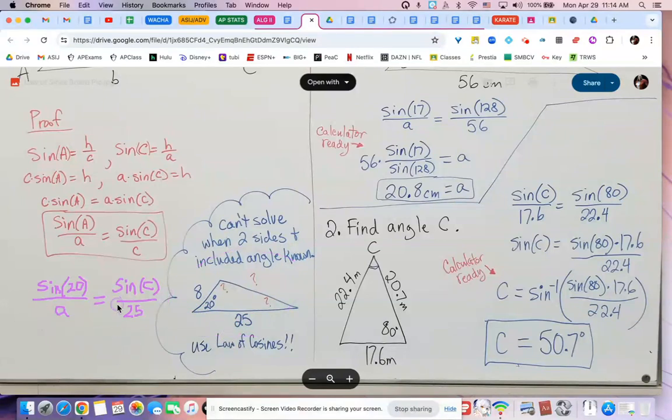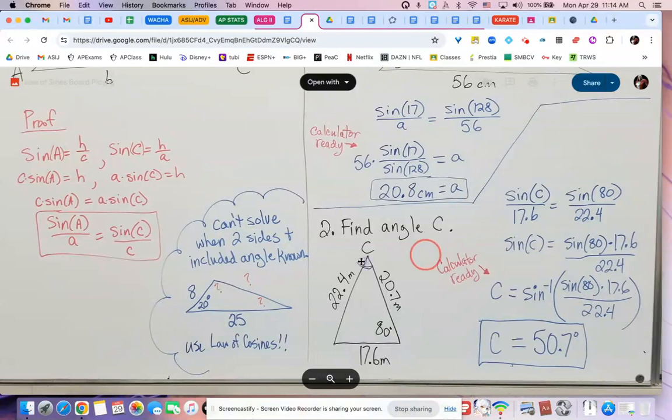So the law of sines doesn't work. There's not enough information to try and solve it using that method. So what do we do? Are we stuck? Do we give up? Heck no, we're mathematicians. We don't give up. We have this thing that's called the law of cosines.